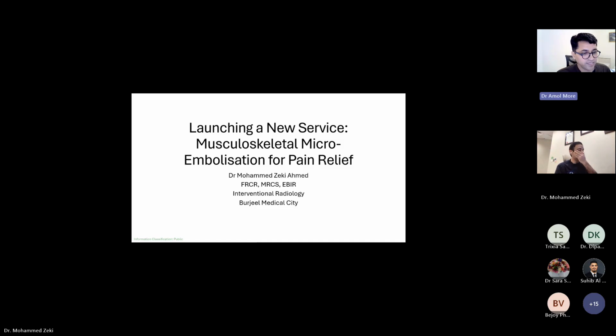And the topic for today is musculoskeletal microembolization for pain relief. Chronic musculoskeletal pain often persists despite conservative and surgical management. MSK microembolization is an innovative, minimally invasive endovascular technique which targets the abnormal neovascularization and inflammation to relieve pain and improve function in conditions like tendinopathies, osteoarthritis.